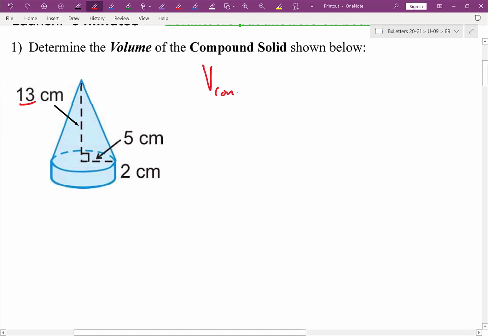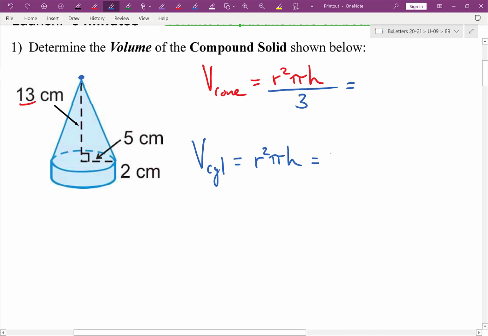I see the volume of a cone, which is radius squared pi and height, divided by 3, because it's got a pointy top. And then the other object I see is the volume of a cylinder, which is the radius squared pi and height. Okay, so let's start filling this in. The radius is going to be the same for both shapes because it's contained in both shapes. So my radius is going to be 2, and then we'll do the cylinder. So this would be 2 squared pi, and then the height of the cylinder is 2.